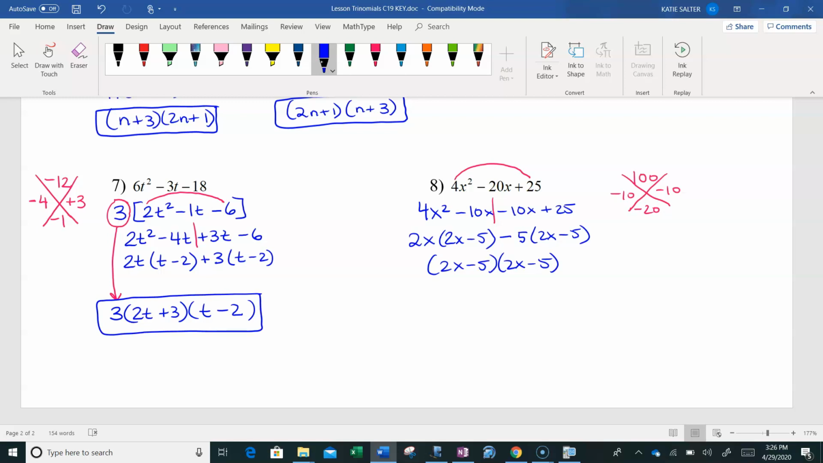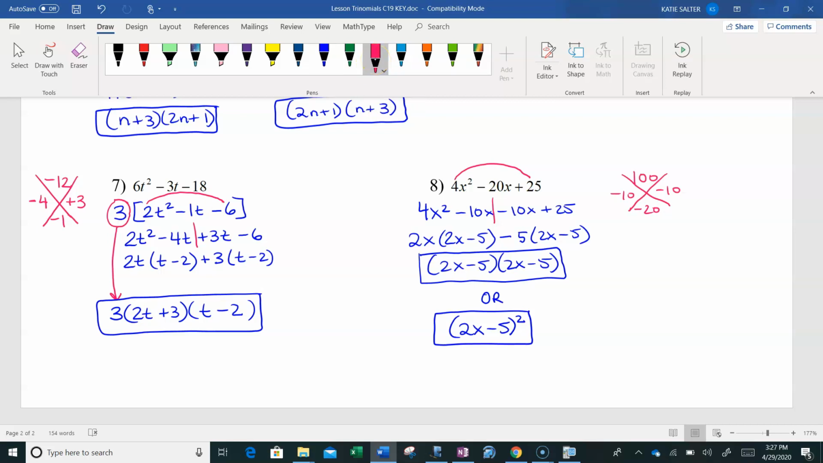in the end. The last one was kind of a special case because when you're done, you end up with two binomials that are exactly the same. And that answer is perfectly correct, nothing wrong with it. But you also may see that written like this, 2x minus 5 quantity squared. Because remember, anytime we see a binomial squared, we should write it twice and FOIL, box, or distribute.